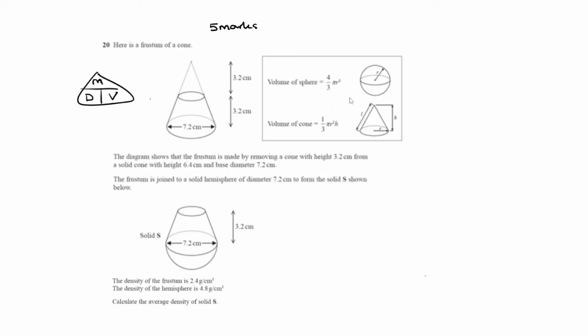So the volume of the frustum is obviously the big cone minus the small cone. So there's quite a lot going on there.